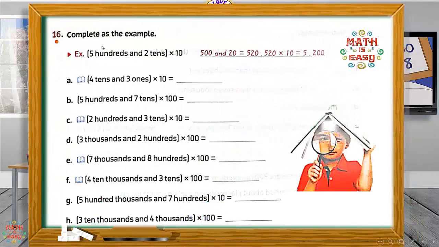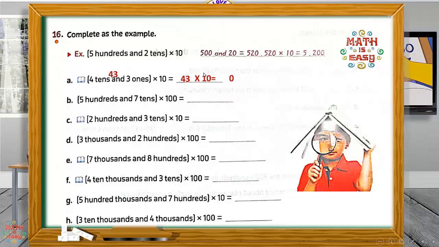16. Complete as the example. 4 tens and 3 ones. Tens means 1 zero. Ones means no zeros. So if you want to write this number in standard form, you write it like this: 43 times 10. 43 times 10 equals what? Put the 0 out first. Next, multiply 1 times 43. 1 times 43 equals 43. The answer is 430.